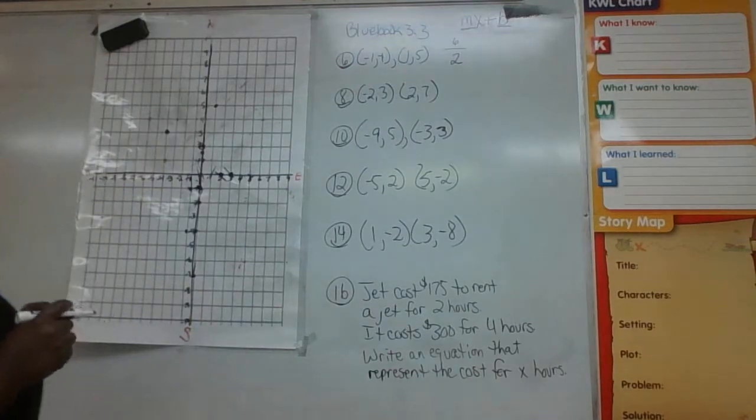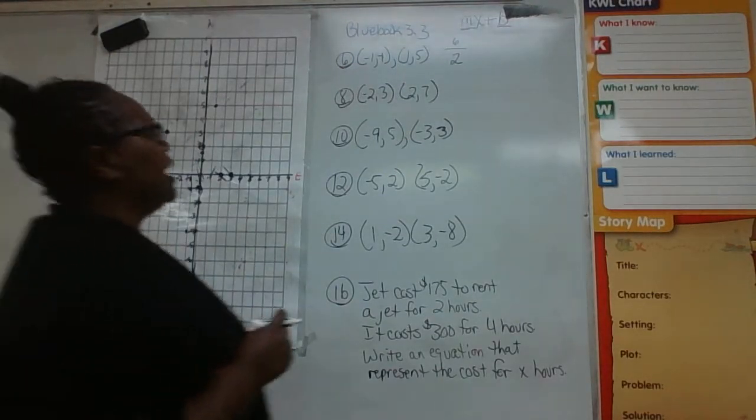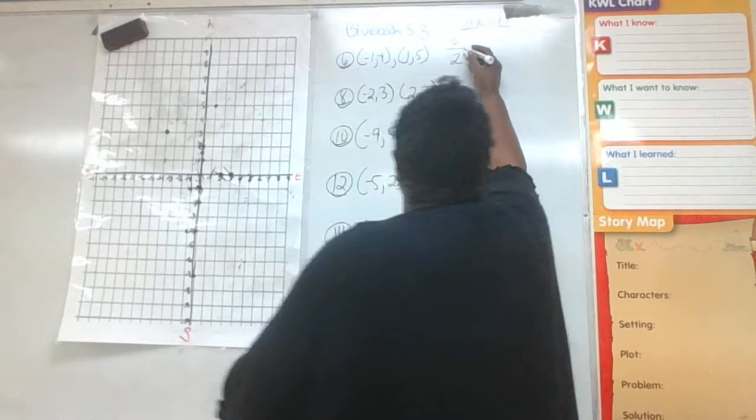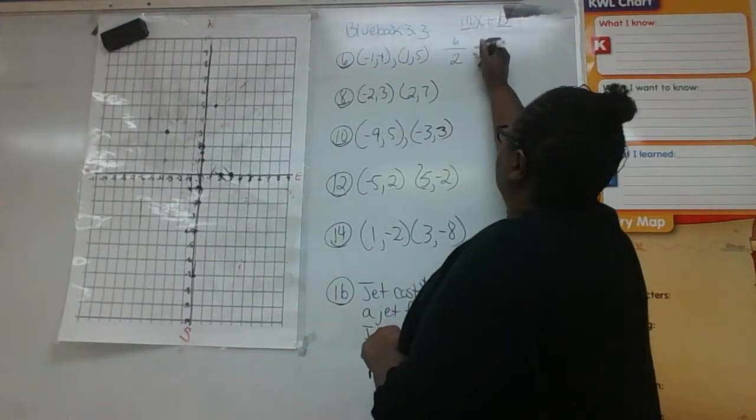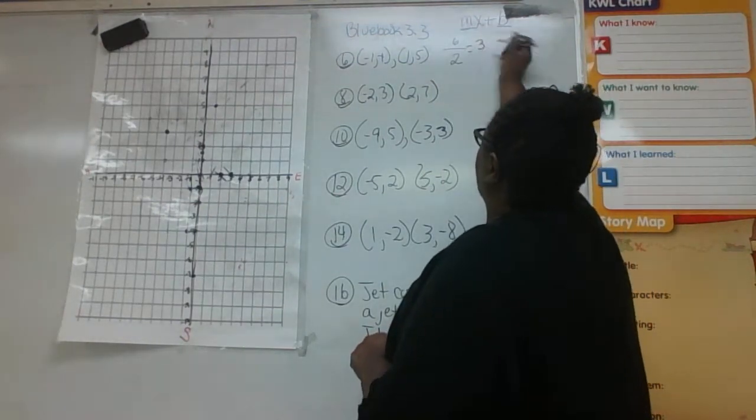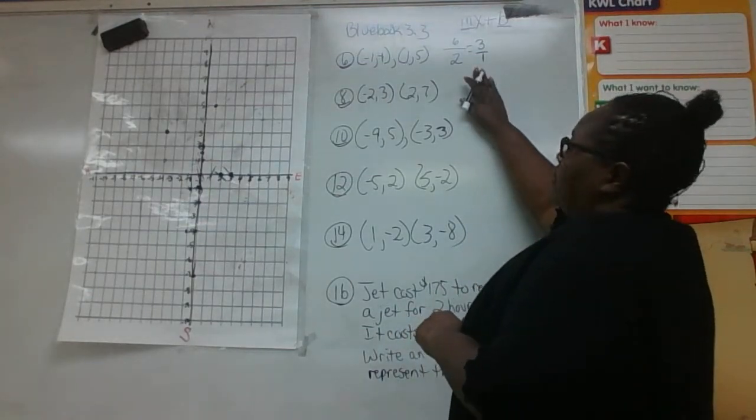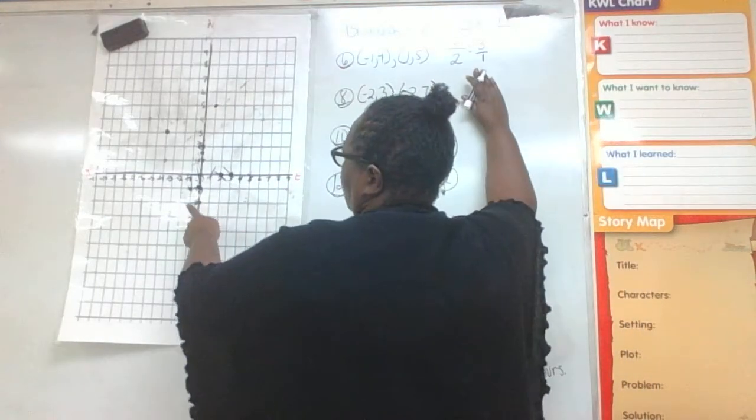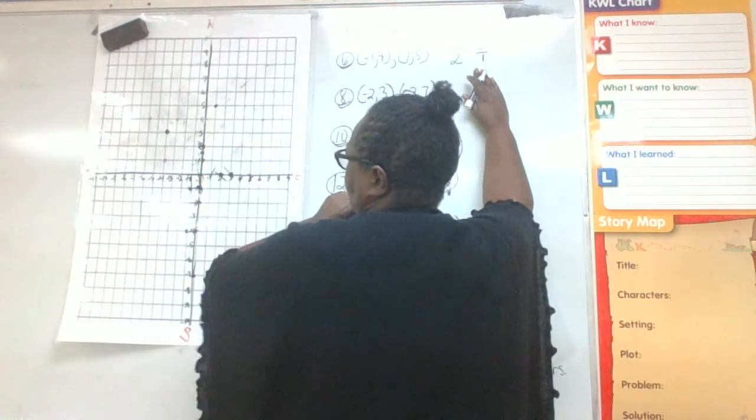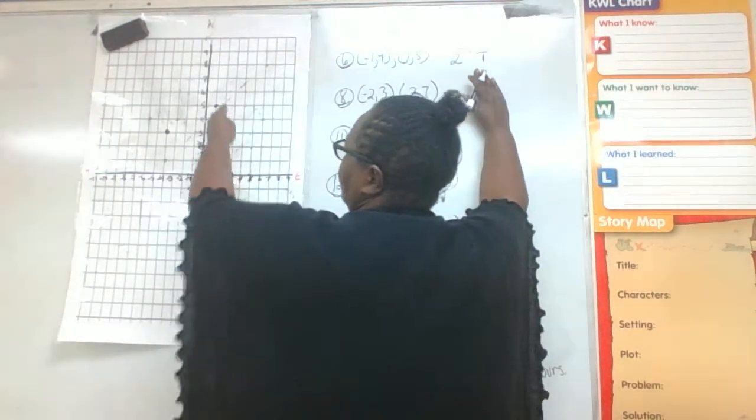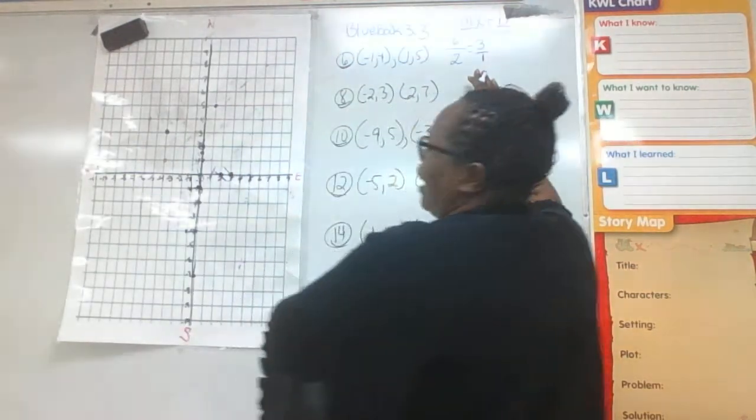Now, with that in mind, let's simplify it. 6 over 2 is what? 3. So we have 3 over 1. That is our slope between this point and this point, to hopefully identify where we cross the y.